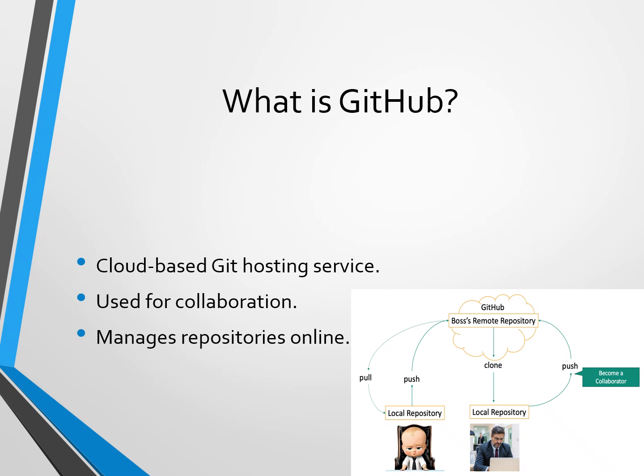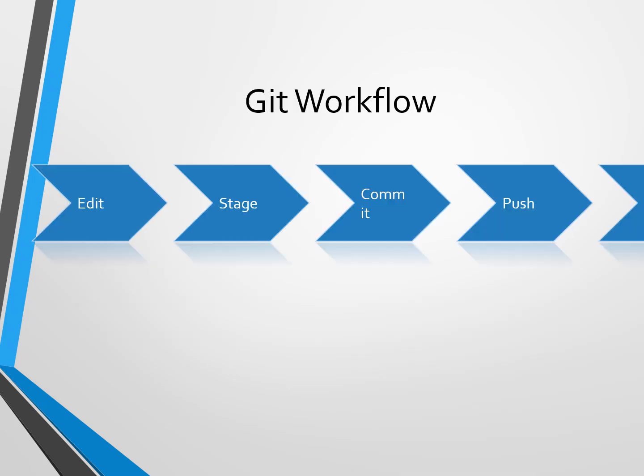GitHub workflow: create a repository on GitHub, clone it to your local system, make changes using Git, commit the changes, push the changes to GitHub, and create a pull request for team projects. That's the GitHub workflow. The Git workflow is: edit first, then stage, third commit, push, and last create a pull request.